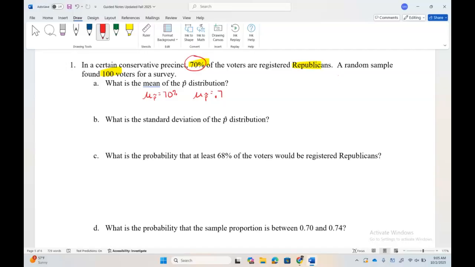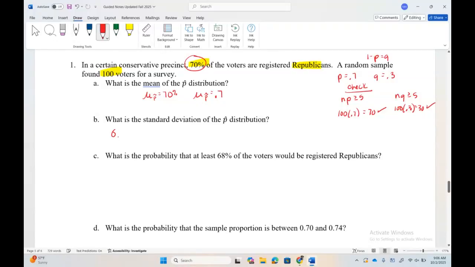Side note, if P is 0.7, then Q would be 0.3 because 1 minus P equals Q. To check and see if we have a big enough sample, I need you to do N times P, make sure that's greater than or equal to 5, which would be 100 times 0.7, so that works. I would also need to do N times Q greater than or equal to 5, and that is 30, so we're good to go. So if you're asked if we can use this information, that's how we check it.